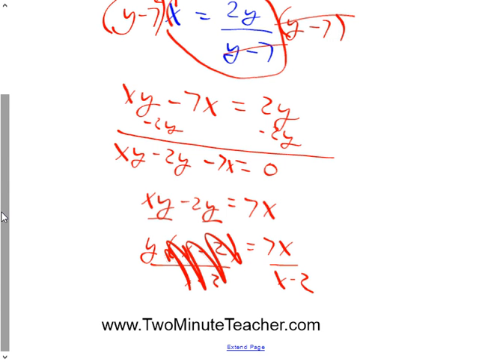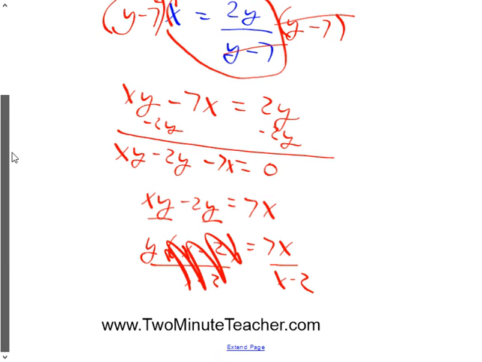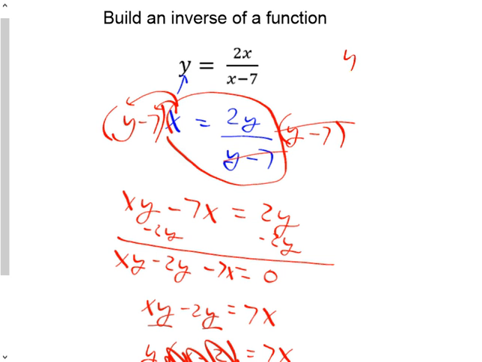Now what did I just do there? I built an inverse. My original equation was right up here, y equals 2x over x minus 7. And now I have y equals 7x over x minus 2. Really might have been nice to call this f of x, and we could now call this like g of x or something. So they are definitely different functions, and they are inverses of each other.